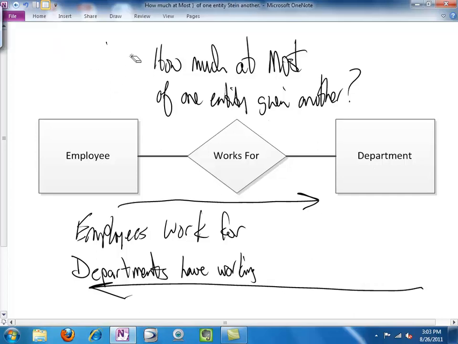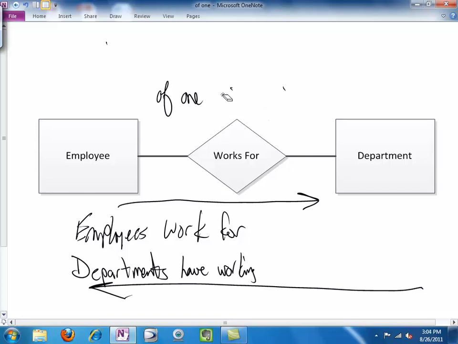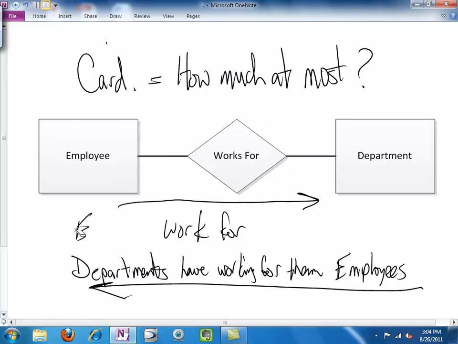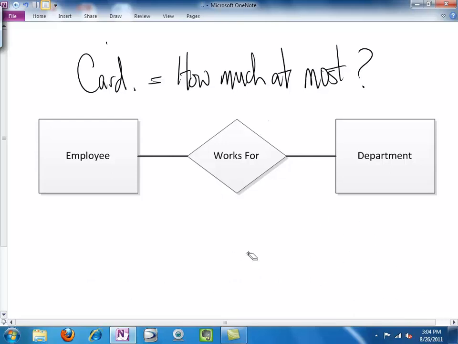So let's redefine cardinality, because that's not a very good definition anyway, in light of this new English sentence left to right. So cardinality, I'm going to abbreviate, equals how much at most. And so let's look at that. How much at most of one given the other?